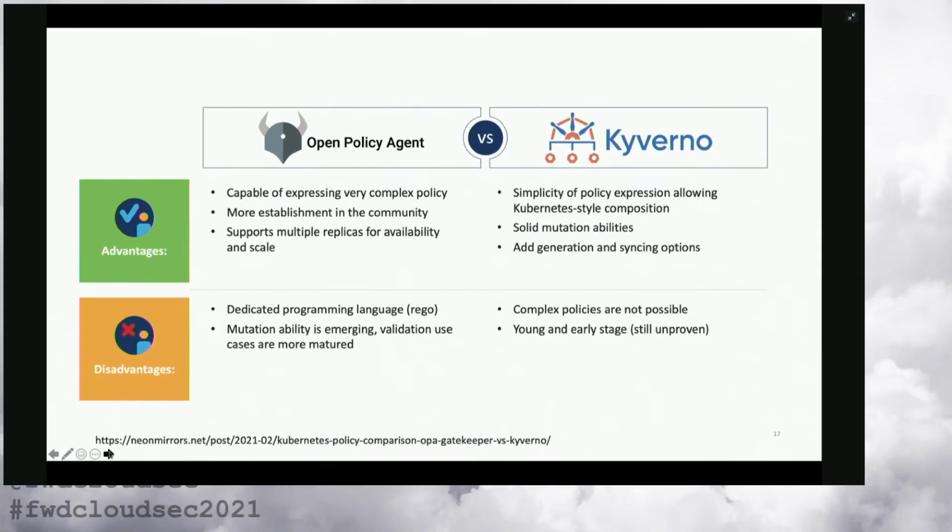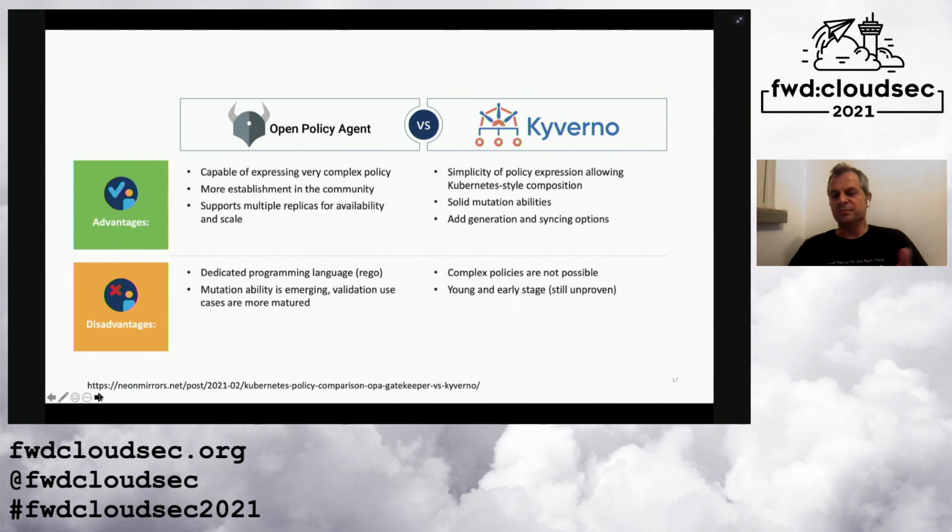Now, in Kyverno, the advantages, of course, are the simplicity of policy expression. It's very easy, just native in Kubernetes. Mutation capabilities are solid. But the drawbacks are that, again, it's YAML. It's hard to do complex policies, not possible. And it's still young and early stage. But I think, in my humble opinion, it's more friendly for Kubernetes users. And like I said, in Cisco, we took this approach when we created our policy engine for Kubernetes.